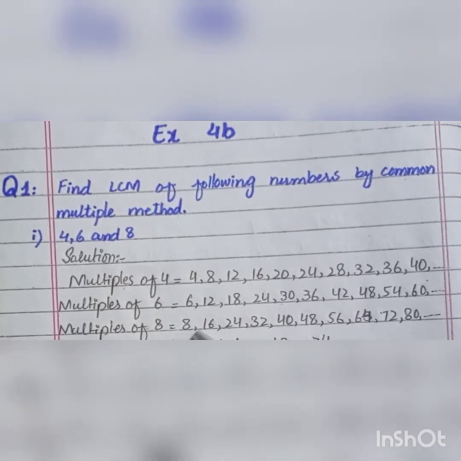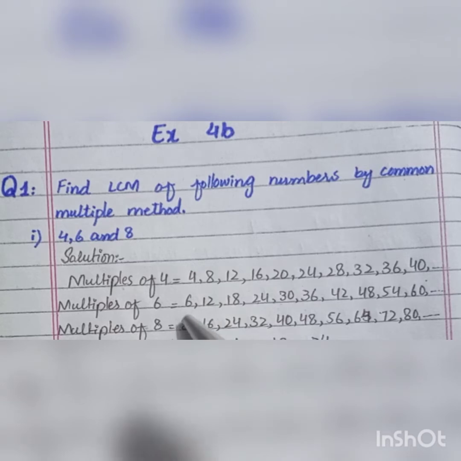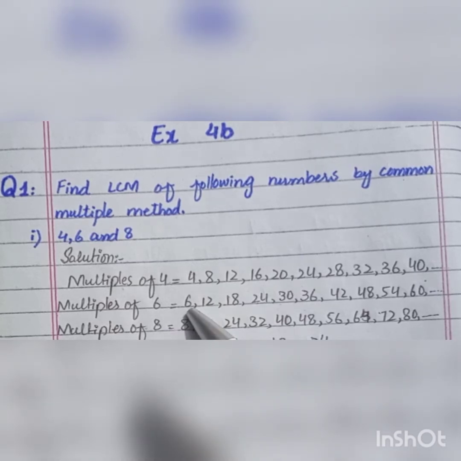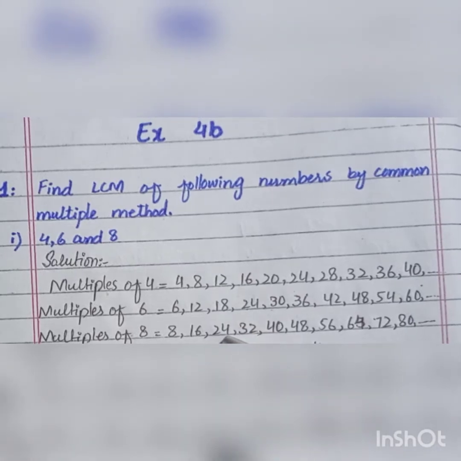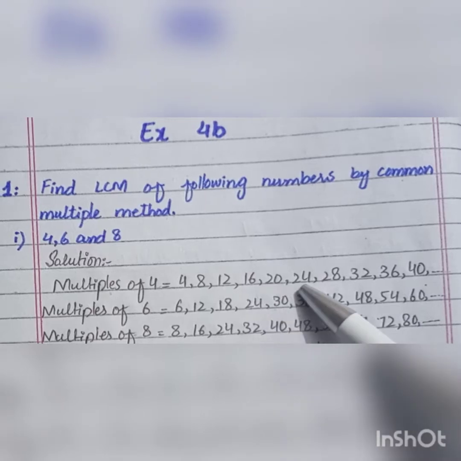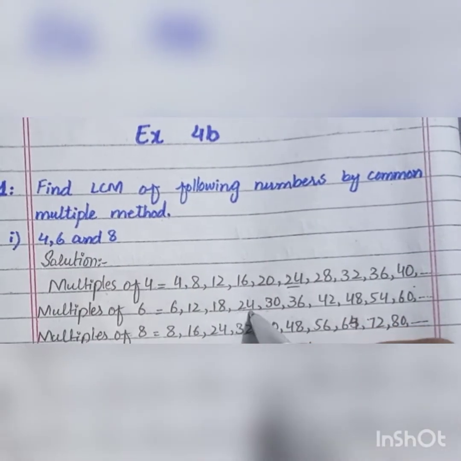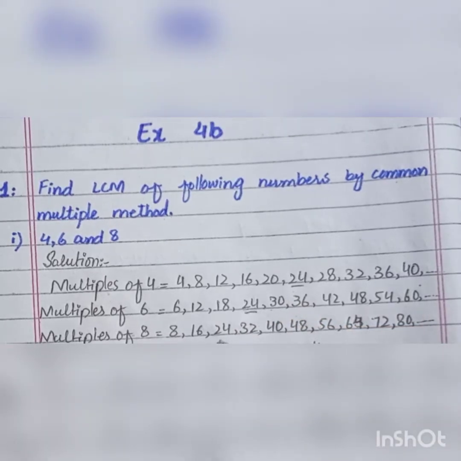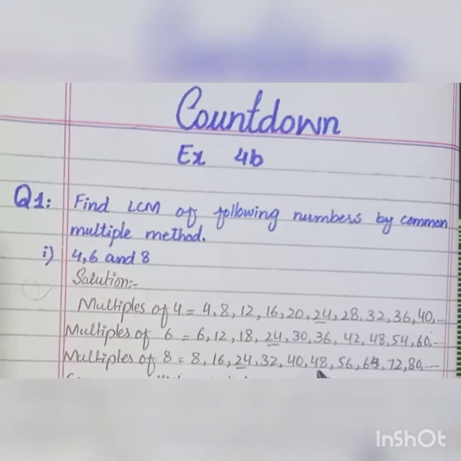You can see that 8 is not common, as it is present in the multiples of 8 and also in the multiples of 4 but not present in the multiples of 6. Students, 16 is also not a common multiple, and 24 is a common multiple as it is present in the multiples of 8, 6 and 4. You can see here 24, 24 and 24.